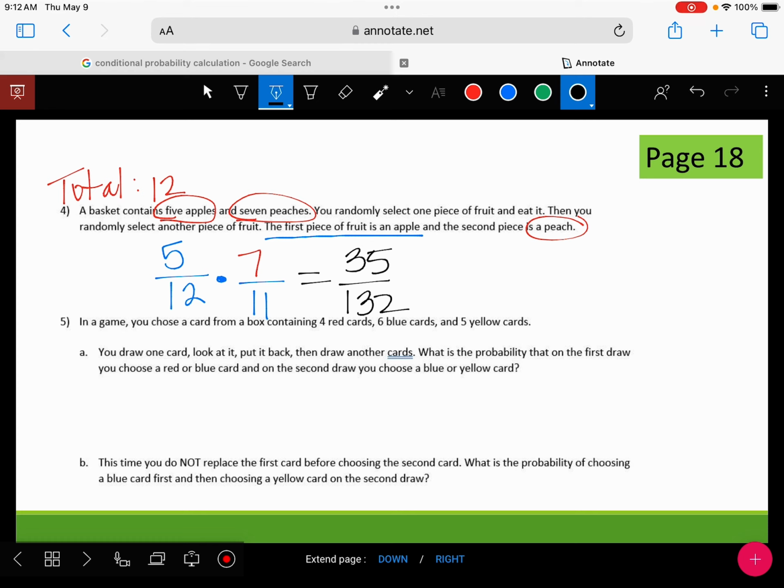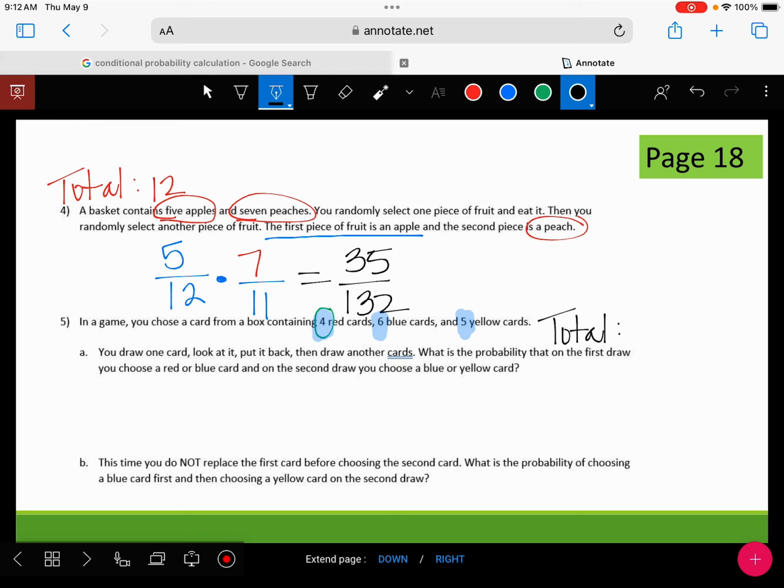Okay, couple more, and then we'll go over our skills check. So in a game, you choose a card from the box. The box has 4 red, 6 blue, and 5 yellow. You're going to stop right there. Figure out how many cards you got. That's always your first step. How many cards do we have in all?